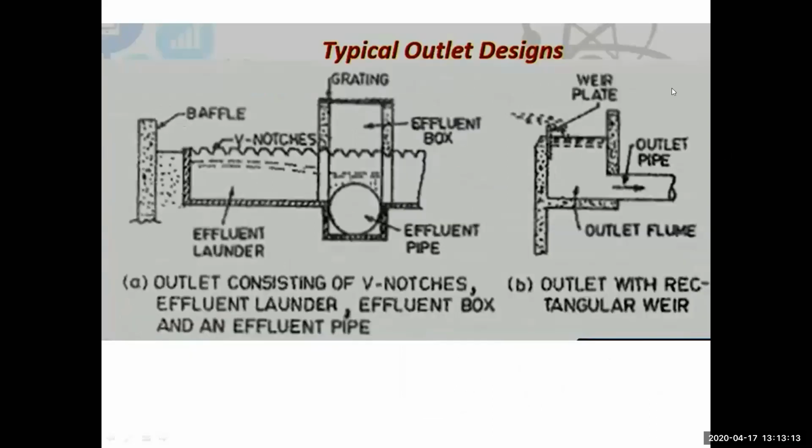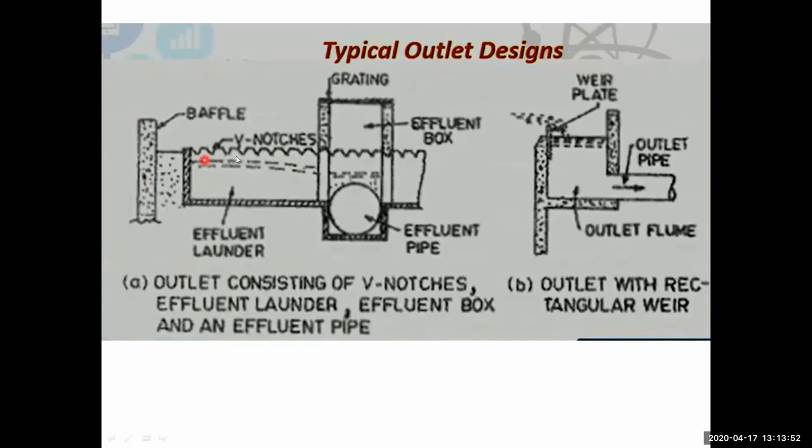Now next are the outlet designs. Outlets are provided at the end of the sedimentation tank, from where the water is collected from the sedimentation tank for the next treatment. There are generally two types of outlets. One is with V notches, as you can see here. This is the baffle wall. One baffle wall will be at the entrance and another baffle wall will be at the exit. The water will be in the sedimentation tank here, and this baffle wall is at the exit of the sedimentation tank.